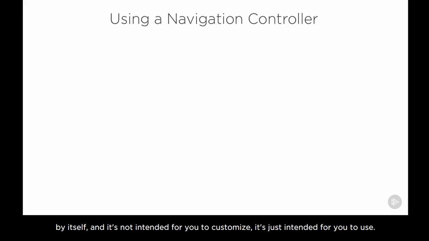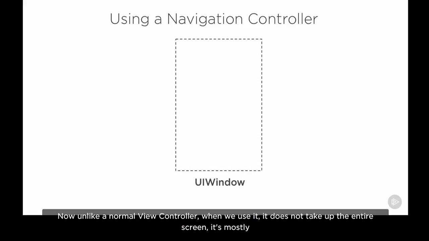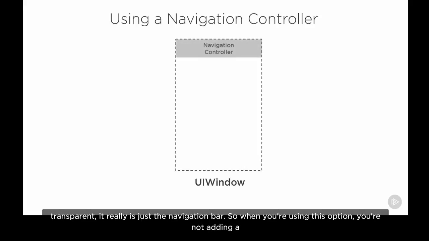So there is an iOS object called a navigation controller. It's a special kind of view controller all by itself, and it's not intended for you to customize. It's just intended for you to use. Now, unlike a normal view controller, when we use it, it does not take up the entire screen. It's mostly transparent. It really is just the navigation bar.